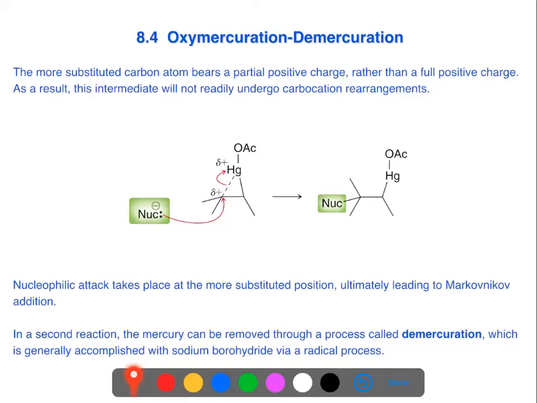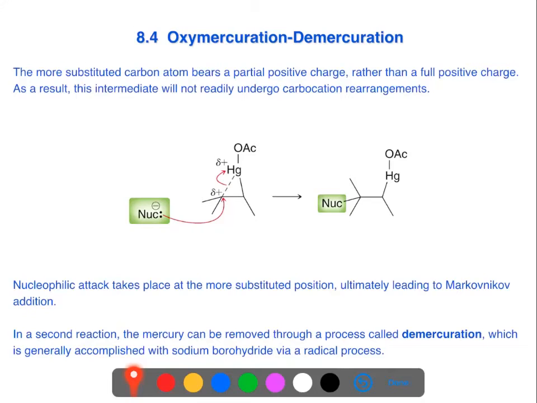Because that mercurinium ion is really a resonance hybrid of two structures, we never fully form a carbocation, and therefore we can't undergo any carbocation rearrangements. You can't have a rearrangement if you don't form a carbocation. So that's why we see this very strict regiochemistry for the oxymercuration reaction.